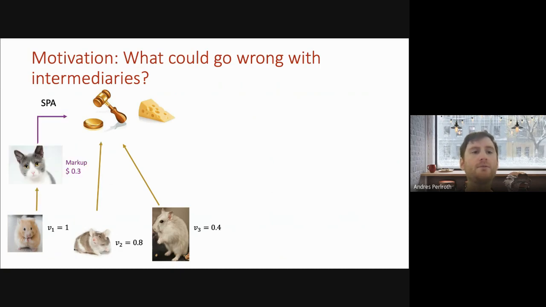Now, consider the intermediary, this little cat, who is representing the buyer on the left-hand side, the high valuation buyer. The intermediary says it's going to charge a markup fee of $0.3 as a broker whenever he purchases a cheese on behalf of the buyer he represents. So, given the situation, the maximum bid that the high valuation buyer could actually bid in the auction is no more than 0.7, since the buyer needs to pay at least $0.3 as the markup fee to the intermediary. Because of that, the 0.8 bid of the second highest valuation buyer is going to win the auction, and therefore 0.7 is going to be the second highest bid, which is also the seller's revenue.